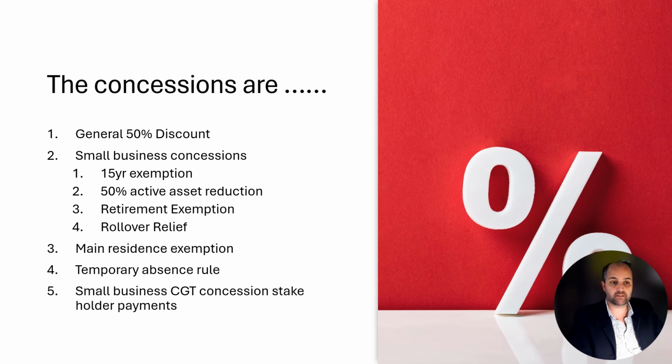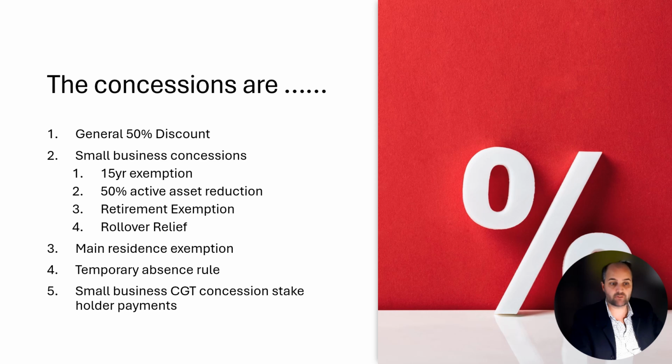Now, the small business concessions. The 15-year exemption: the asset has to be held for 15 years or more, and the owner of that business has to be over 55 years of age, retiring or incapacitated. The main use for this is for retirement or getting ready for retirement. So they're starting to sell up their assets now while they're still active and using some of those benefits.